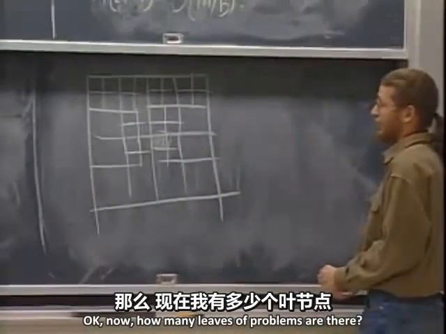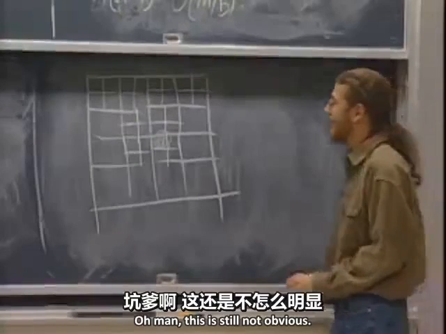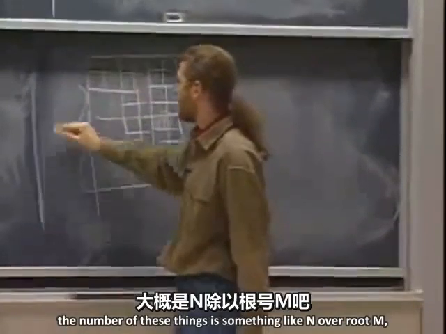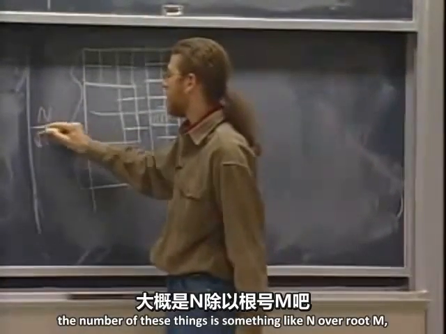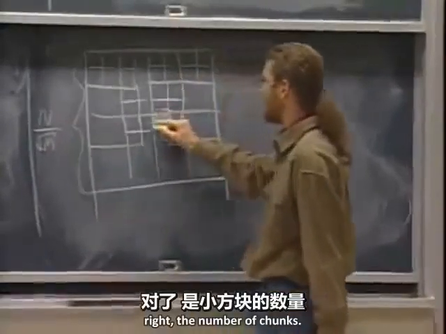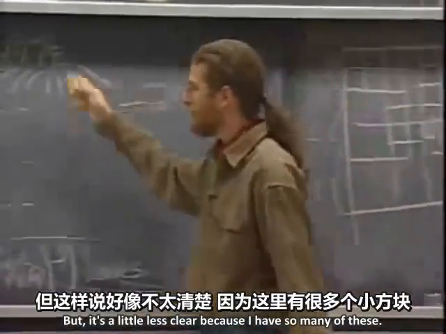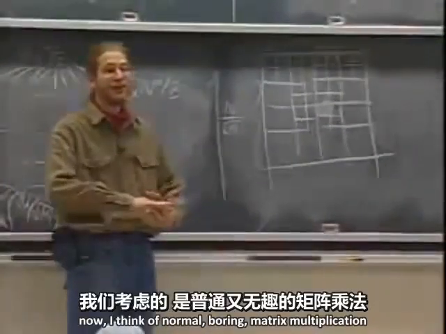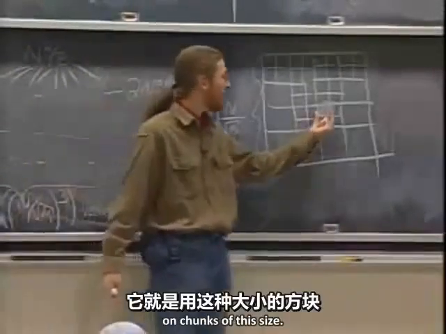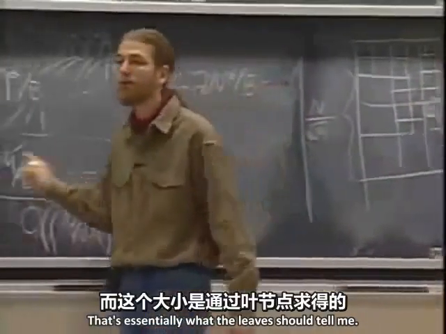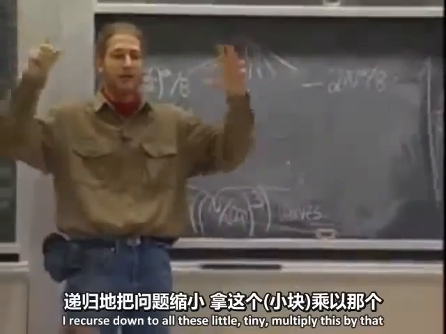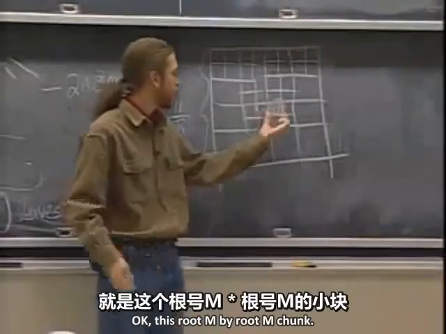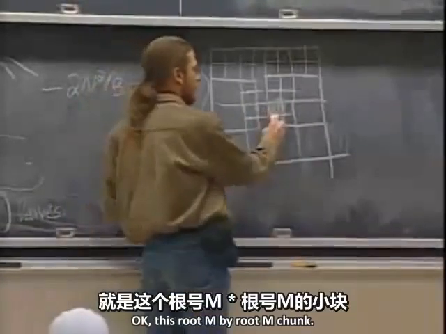Now, how many leaf subproblems are there? Oh man, this is still not obvious. The number of leaf chunks here is something like n over root m. Right, the number of chunks. But it's a little less clear because I have so many of these. But, all right, let's just suppose now I think of normal, boring matrix multiplication on chunks of this size. That's essentially what the leaves should tell me. I start with this big problem. I recurse down to all these little tiny, multiply this by that. Okay, this root m by root m chunk.